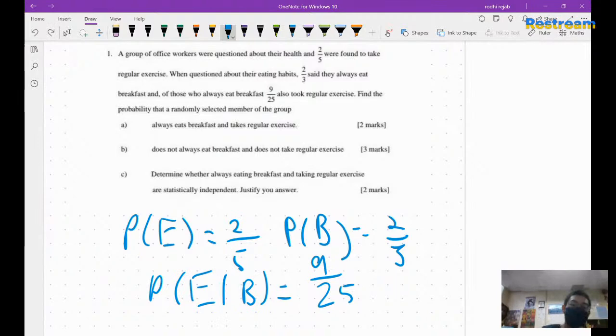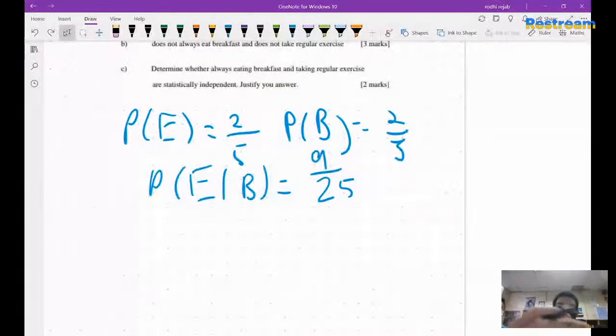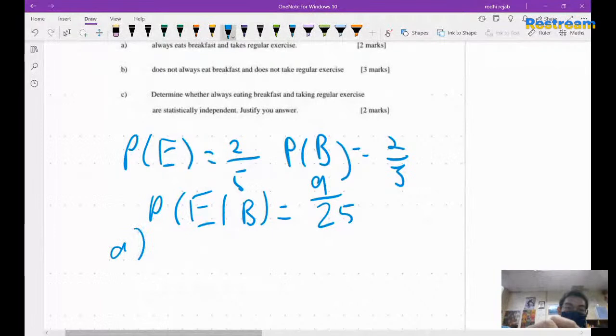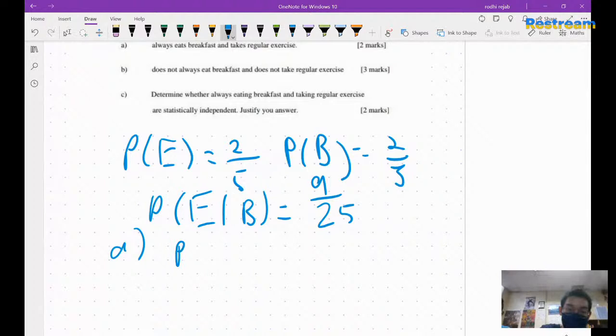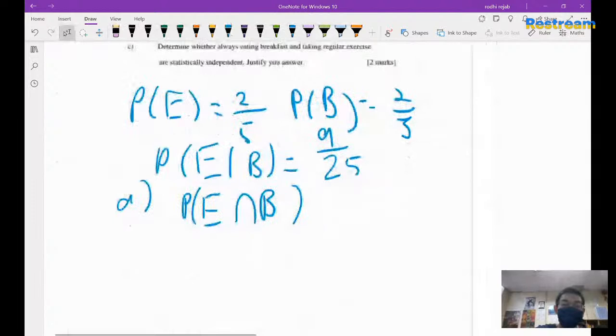So basically, I've acquired all the information from the sentences, and now let's solve our questions. A: always eat breakfast and take regular exercises, which is very straightforward. The question wants us to solve the probability of exercise intersect breakfast. We can obtain this from the information that I've just extracted, which is P(E given B).